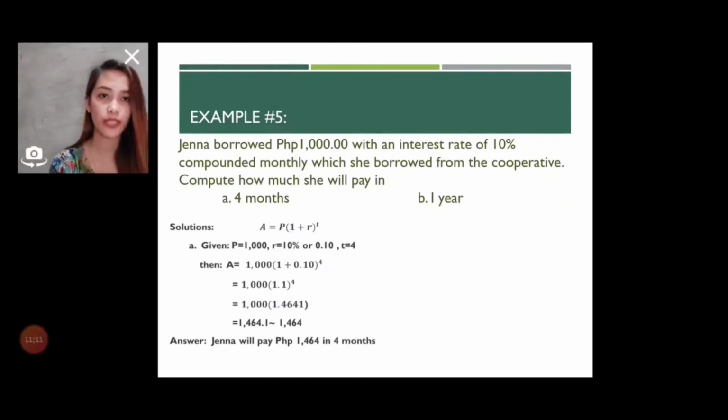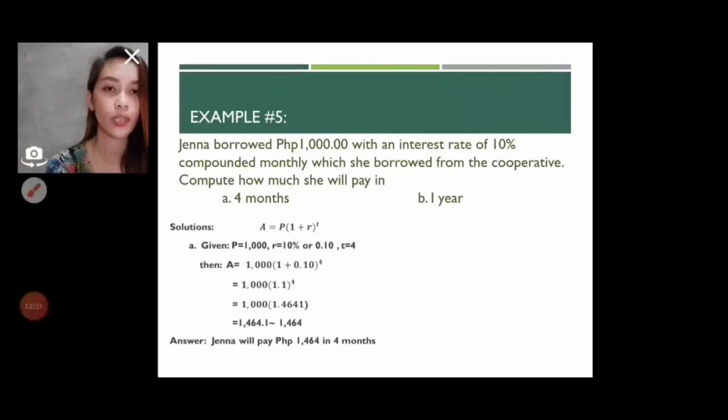Your given is the principal is 1,000. The rate is 10% or 0.10 in decimal. T, or the time, is 4 months, when you're going to pay it. Then you're going to substitute. A equals your principal, 1,000, multiplied by 1 plus 0.10 to the power of 4. First, you add what is inside the parentheses, which is 1 plus 0.10, so that it will become 1.1.